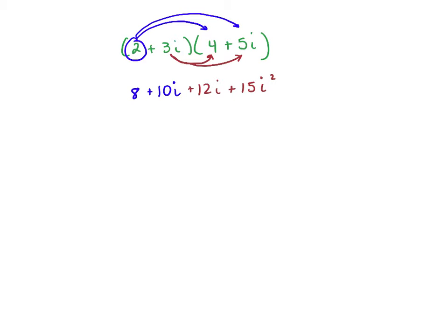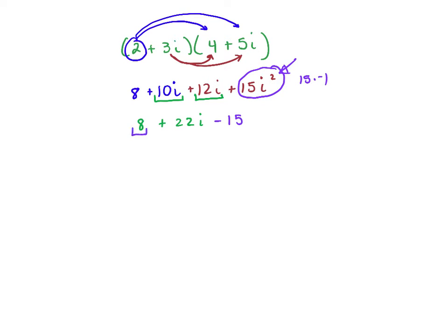So let's clean things up a bit. We got our 8. These are both imaginary terms. I got 10 i's plus 12 i's, so that gives me a total of 22 i's. And then this is the one that always gets people. They forget this part here. See that i squared? So this is really a 15 times a negative 1, because i squared is negative 1, so that becomes a negative 15.